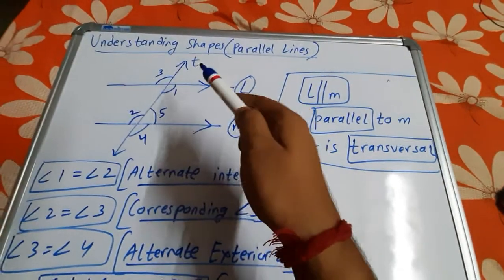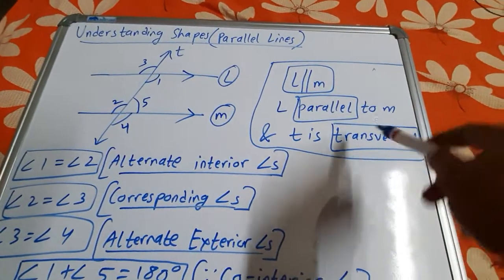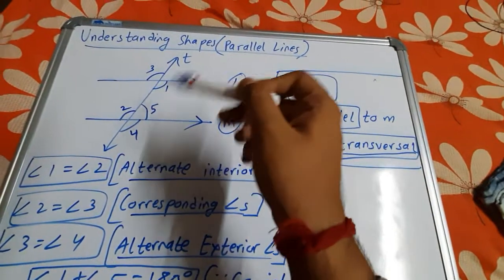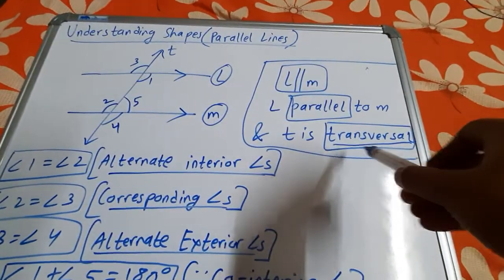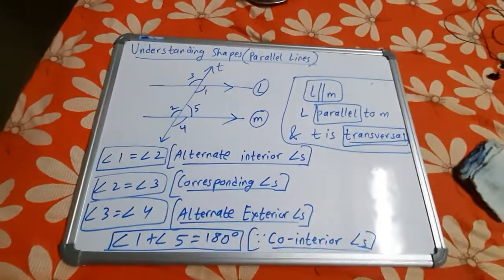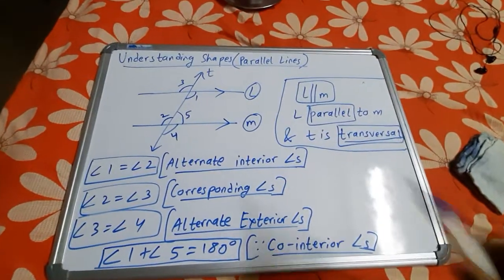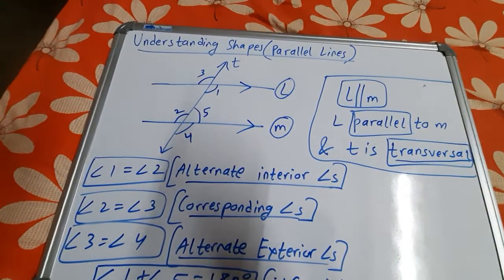Okay, and this T is a special line. This T line is known as the transversal. Remember this word always, transversal: a line that cuts through two parallel lines is called a transversal. Now what we are going to learn are some properties of parallel lines, along with the transversal. Due to the transversal, you can see some angles have been formed in between the lines.